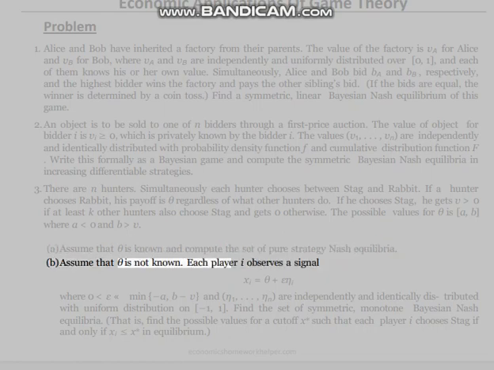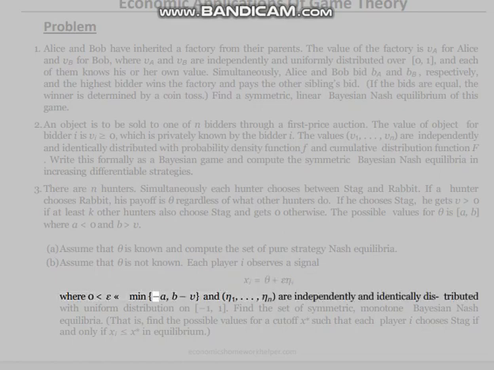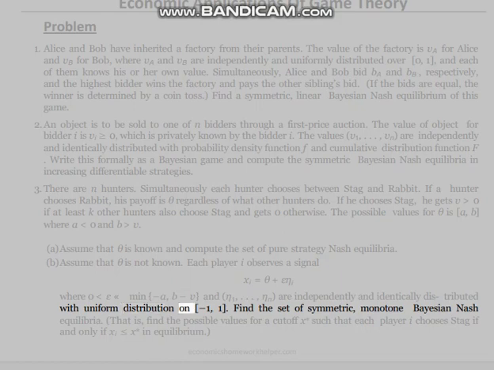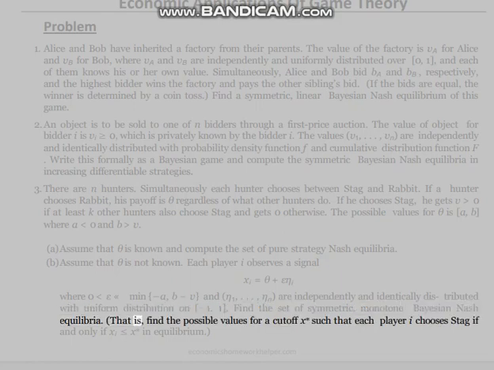B. Assume that theta is not known. Each player i observes a signal xi equal to theta plus epsilon eta i, where epsilon is between 0 and min of minus A and B minus V, and eta 1, ..., eta n are independently and identically distributed with uniform distribution on [-1, 1]. Find the set of symmetric, monotone Bayesian Nash equilibria. That is, find the possible values for a cutoff x star such that each player i chooses stag if and only if xi is less than or equal to x star in equilibrium.